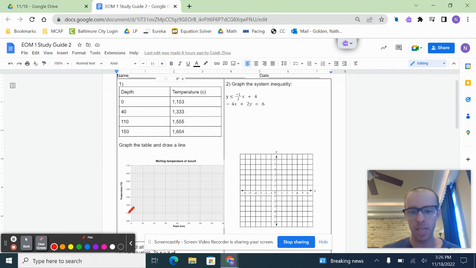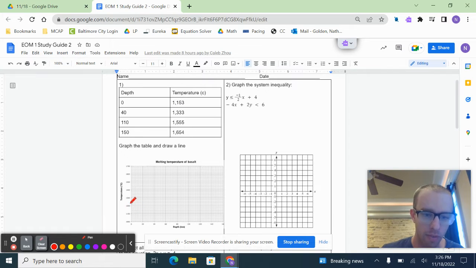Now I don't know exactly where that is, but I do know that 1,153 is about halfway between 1,200 and 1,100. So I'm going to go to 0 on depth and put a point there, halfway in between 1,100 and 1,200. Now I'm going to do my next point. It has a depth of 40, and when it has a depth of 40, the temperature is 1,333. So that's about a third of the way up between 1,300 and 1,400. I'll put a point there.